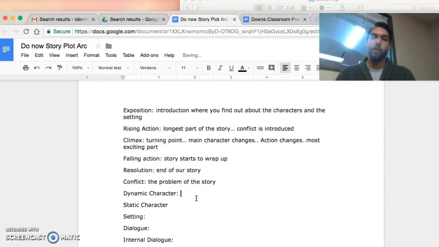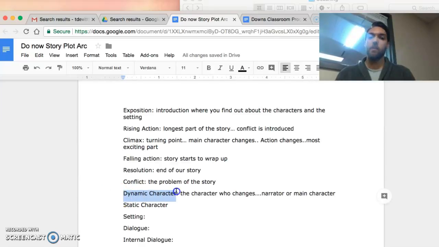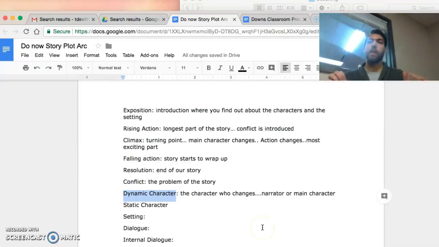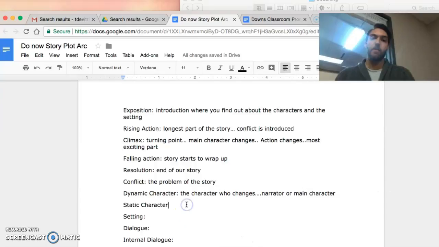A dynamic character is the character who changes. This is usually going to be the narrator or the main character. Almost always, in fact, that's going to be the dynamic one. Think of dynamic like dynamite. It's the one who, boom, changes all of a sudden. That's your dynamic character.